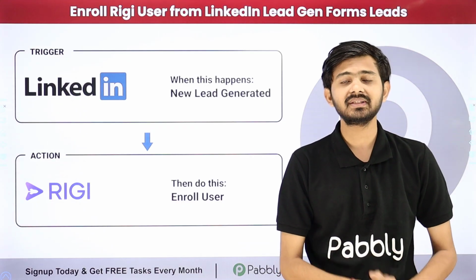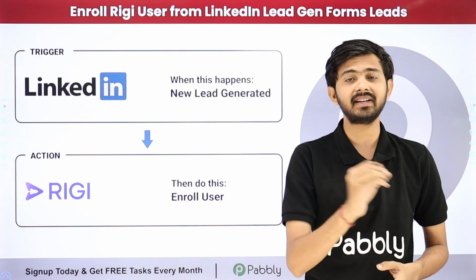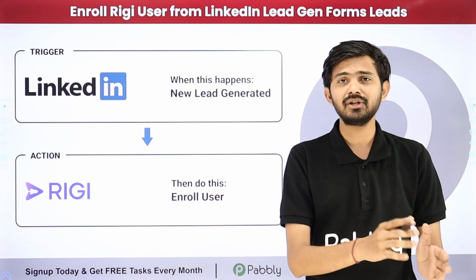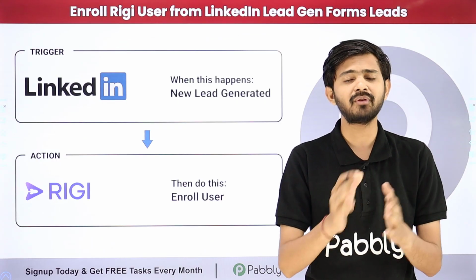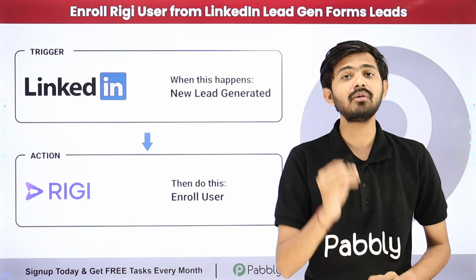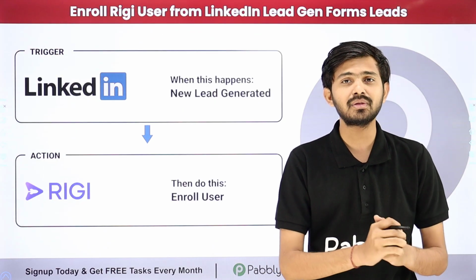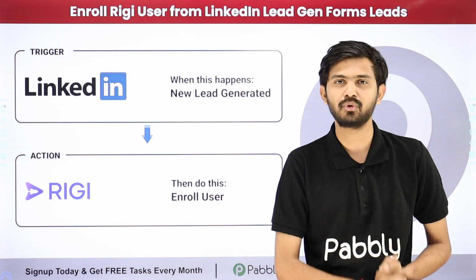Here I'm running a professional development company and I have multiple courses. I'm promoting my courses through LinkedIn lead gen form and I'm receiving a lot of leads. Whenever I receive a new lead through LinkedIn lead gen form for my professional development courses, then automatically, by getting all the details of that lead, I want to enroll that lead as a user in my Rigi account where I have my course.